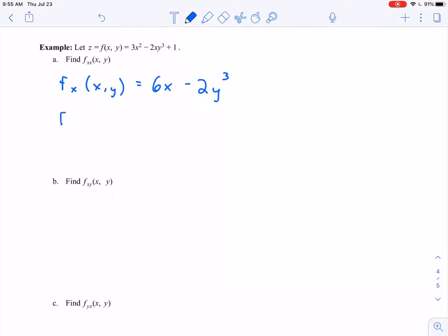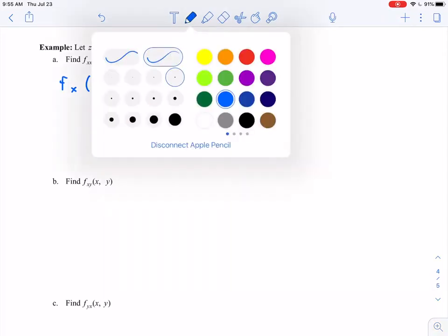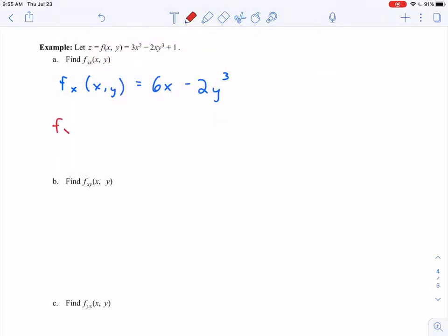So if I want f sub xx, so this is the partial with respect to x, and then the partial with respect to x one more time. So let's see. Oops, you know what? Let me do this in a different color, just so that we don't get mixed up. So this will be f sub xx.